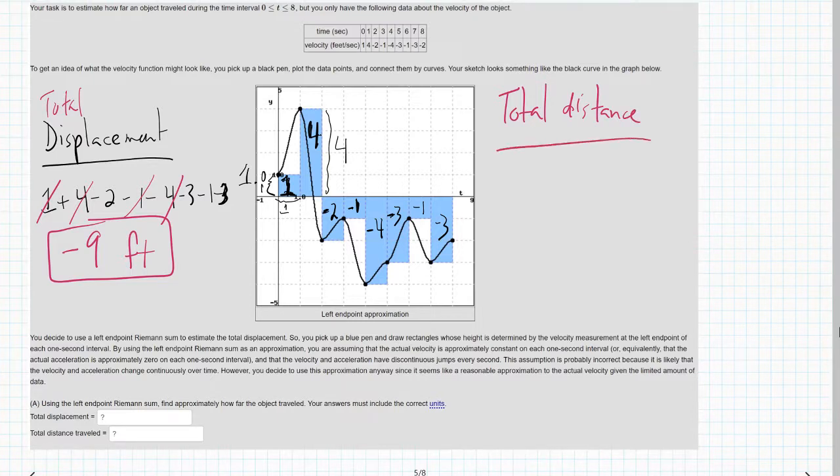Now the total distance, however, remember we're looking for how far we traveled, not how far we're from our starting point. So that means each of these down below, for when it comes to distance, are positive, right? So basically we're taking the absolute value of all those. So here's what we get. We'll get 1 plus 4 plus 2 plus 1 plus 4 plus 3 plus 1 plus 3. That's the difference between distance and displacement.